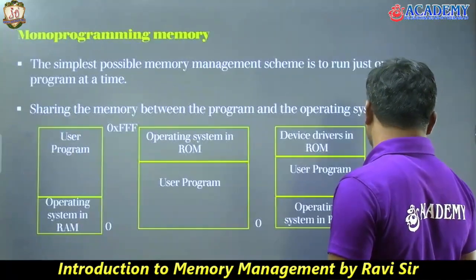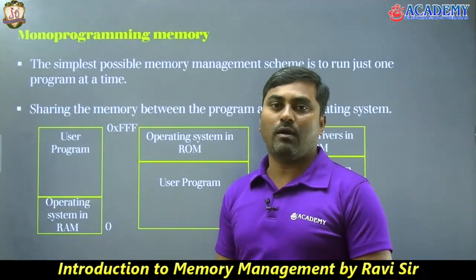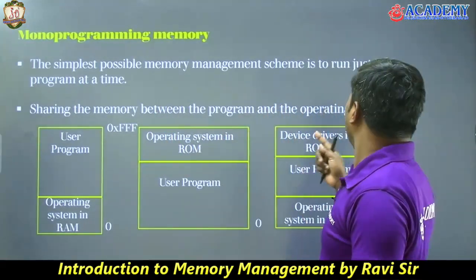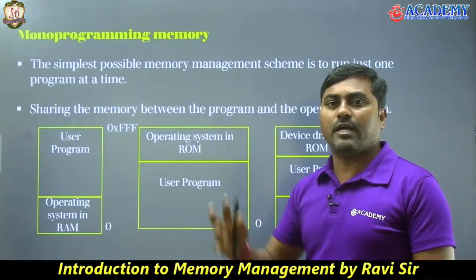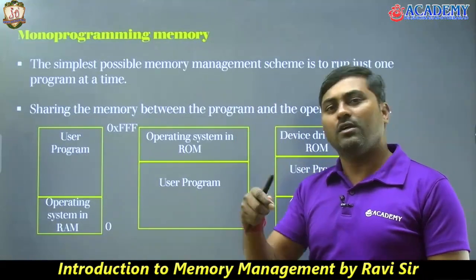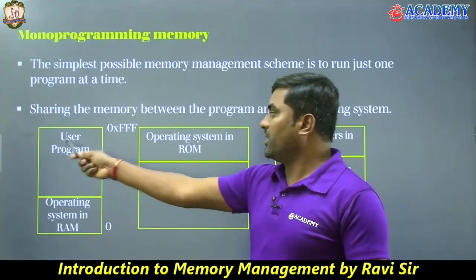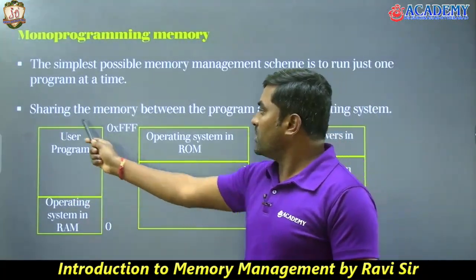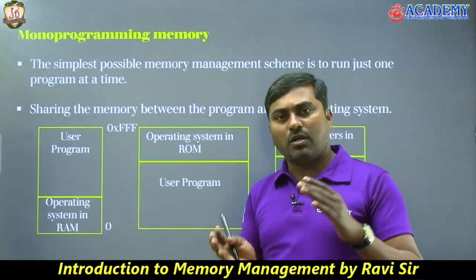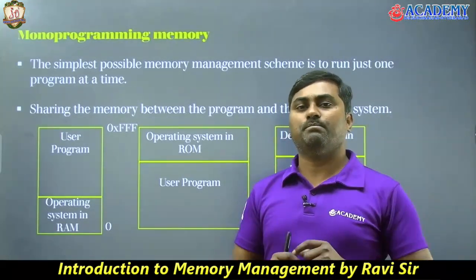First of all, I want to show uniprogramming, also known as monoprogramming. Monoprogramming is the simplest possible memory management scheme: run just one program at a time. One program is loaded into main memory, executed and terminated. Then another program you have to load again. If you see the structure, this is the entire memory which you have to visualize, basically partitioned into two parts. Some part is for the operating system, and the remaining portion is for user programs, where you can keep only one program.